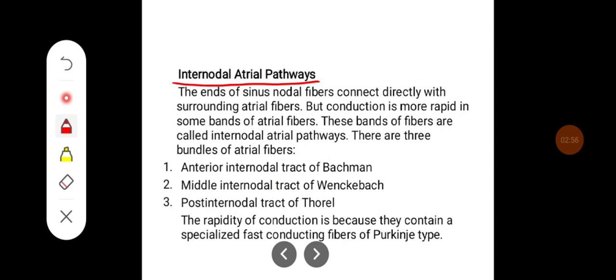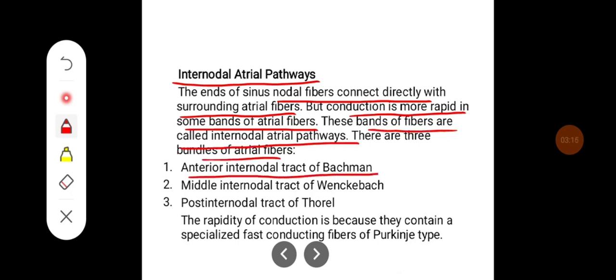Internodal atrial pathways. The ends of sinus nodal fibers connect directly with surrounding atrial fibers, but conduction is more rapid in some bands of atrial fibers. These bands of fibers are called internodal atrial pathways. There are 3 bundles of atrial fibers, that is anterior tract of Bachmann, the middle internodal tract of Wenckebach, and posterior nodal tract of Thorel. The rapidity of conduction is because they contain specialized fast conducting fibers of Purkinje type.